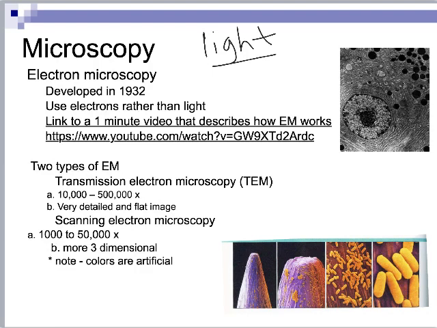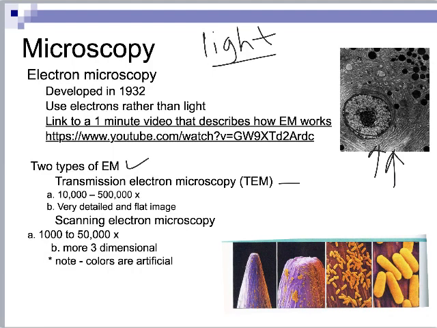There are 2 broad types of electron microscopy. One is called TEM, or transmission electron microscopy. This is an image of it. It magnifies things 10,000 to 500,000 times, but it gives a very flat and very detailed image. This is the nucleus in here. This is supposed to be endoplasmic reticulum. You can't see that with a light microscope, but you can see it with an electron microscope, especially TEM.